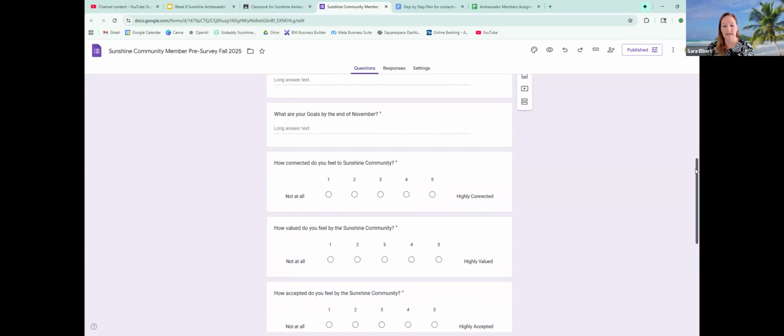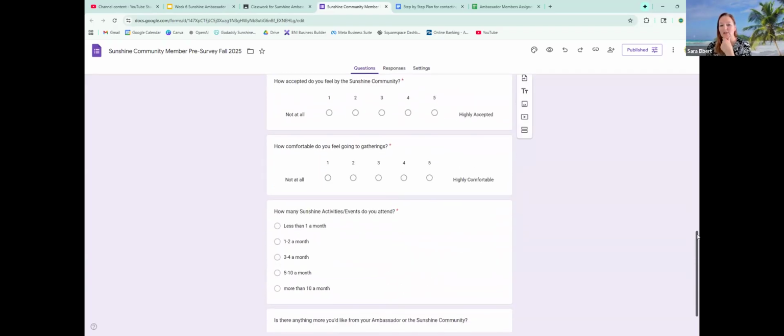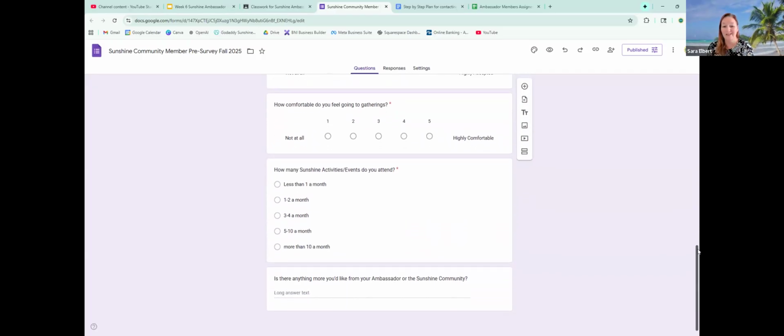And then the connected, valued, accepted, and then I changed the last one from secure to comfortable going to gatherings, because I just want to test that with our members. And then just how many events are they attending? But I think that was one of your questions too. And then anything that you'd like from your ambassador, I thought was a good one too.